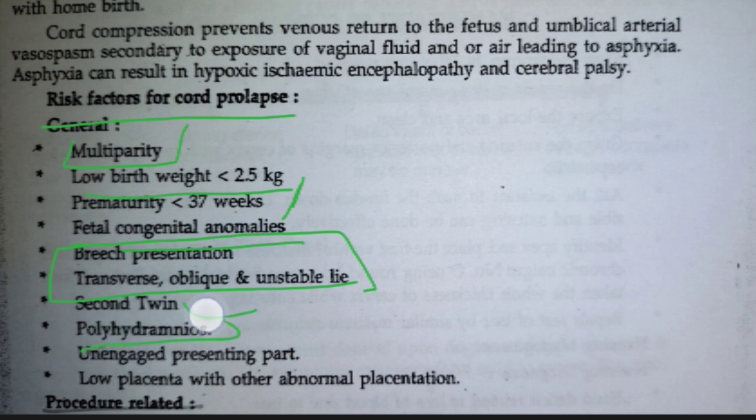If the amniotic fluid is less, then in this condition also cord prolapse can occur. Apart from this, if there is any abnormality in the placenta, or any problem in the location of the placenta, cord prolapse can occur.